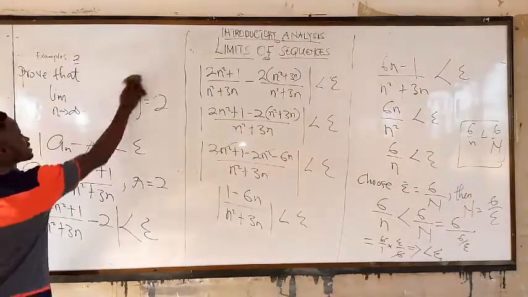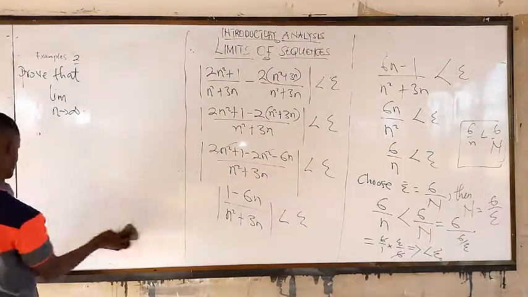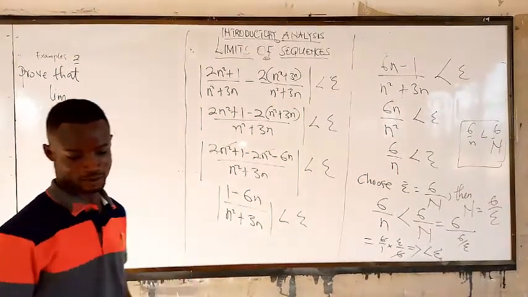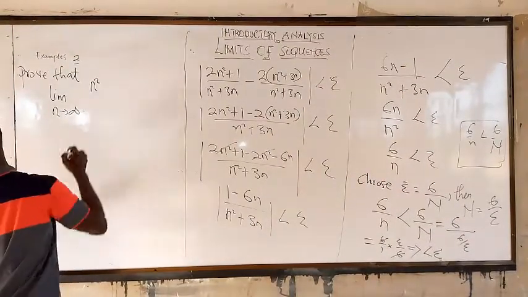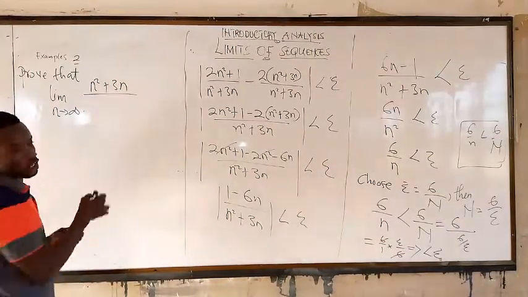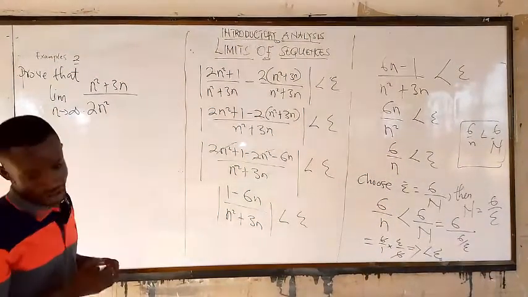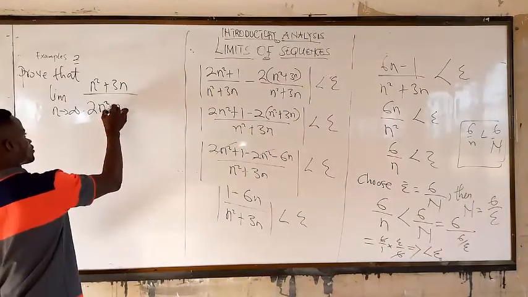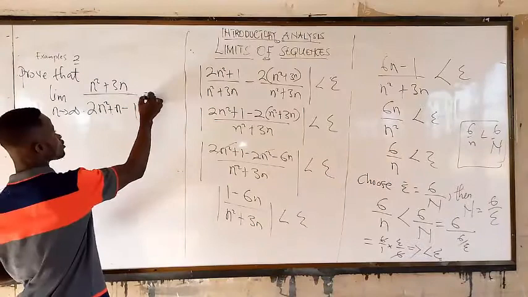Prove that the limit of n squared plus 3n, all over 2n squared plus n minus 1, is equal to half.